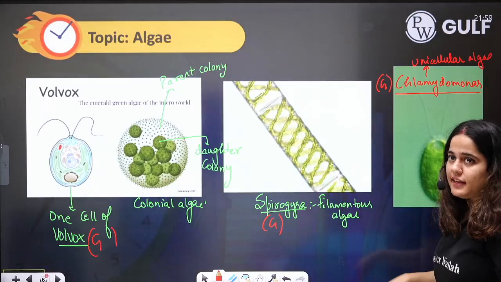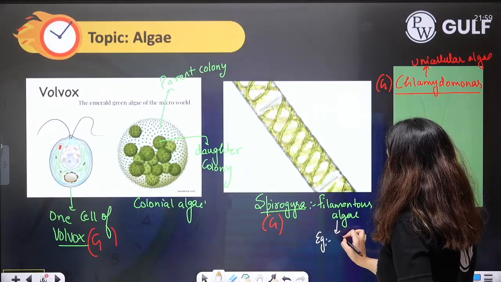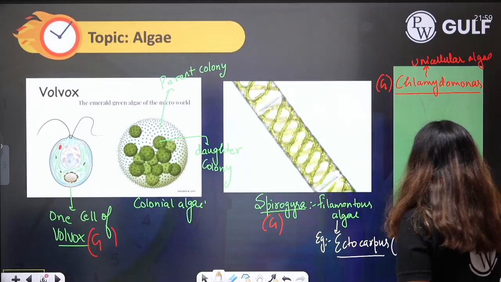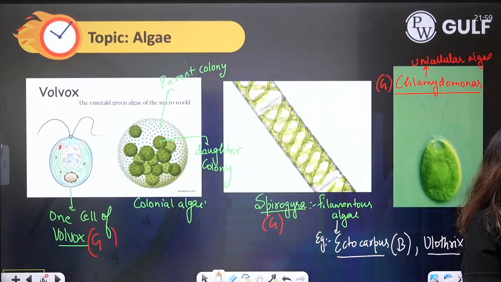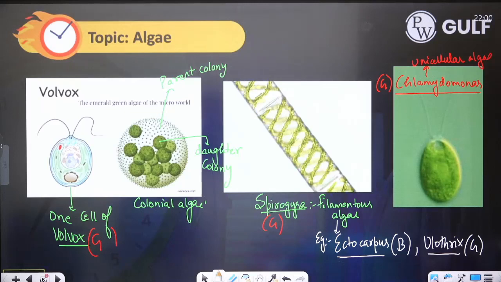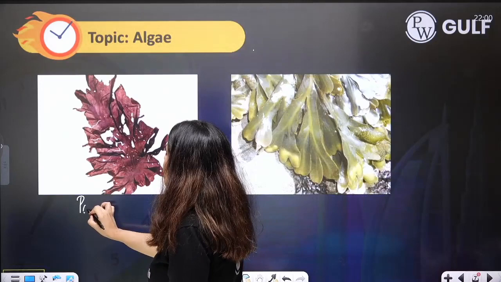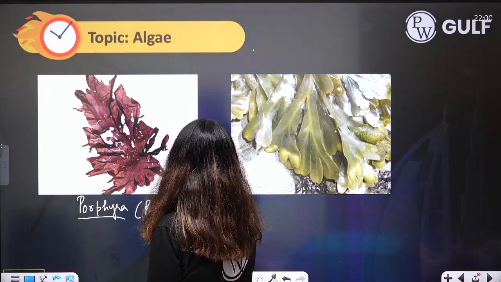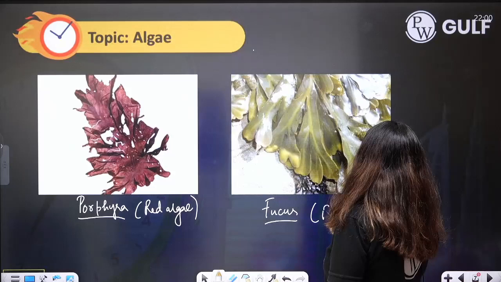Another example of filamentous algae is Ectocarpus, which is a brown algae, and Ulothrix, which is a green algae. So another example of filamentous algae is Ectocarpus and Ulothrix. Next we'll see the red algae. This is the red algae, Porphyra. This, beta, is Fucus. Fucus is a brown algae.